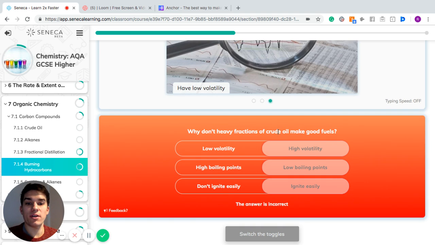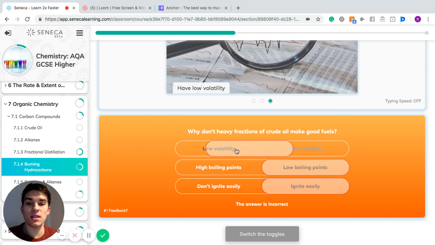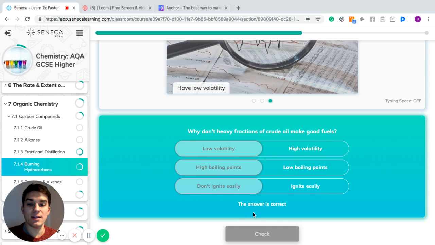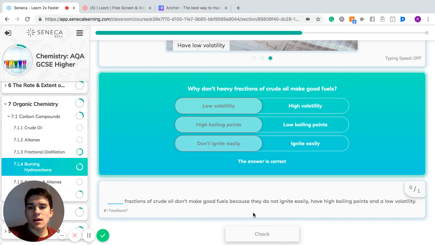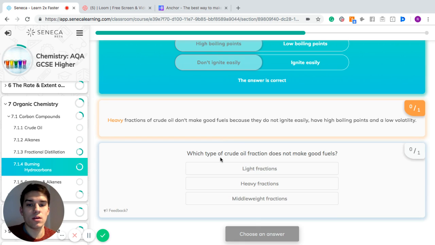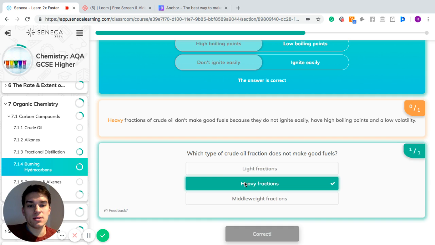So why don't heavy fractions of crude oil make good fuels? Well, as we just said, they're low volatility, they have high boiling points, and they do not ignite easily. So heavy fractions of crude oil don't make good fuels because they don't ignite easily, they have high boiling points, and they have low volatility. And which type of crude oil fractions do not make good fuels? Now, if you remember, they're the ones with the long carbon chains, they're the heavy fractions.